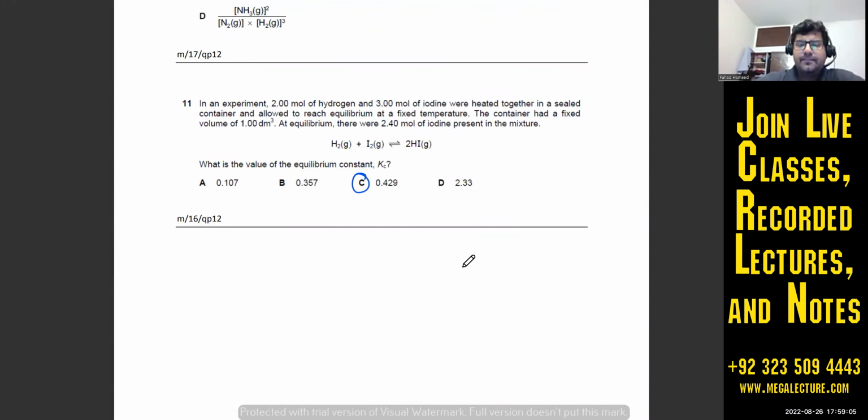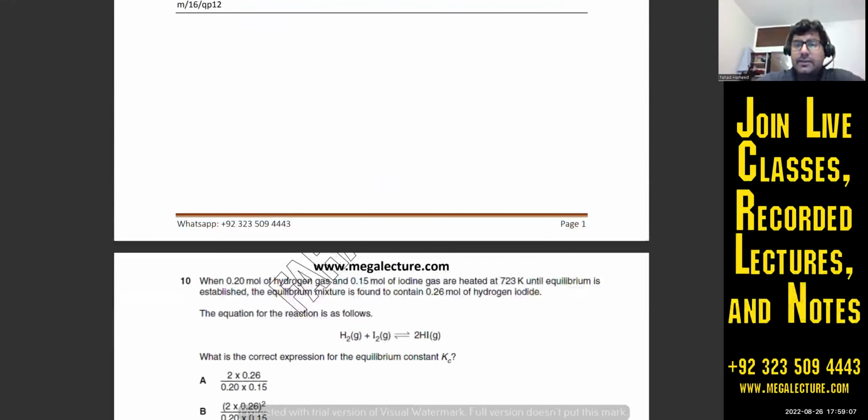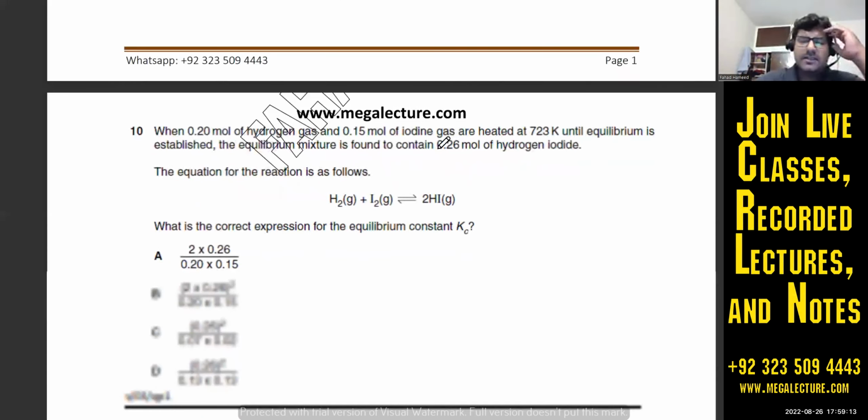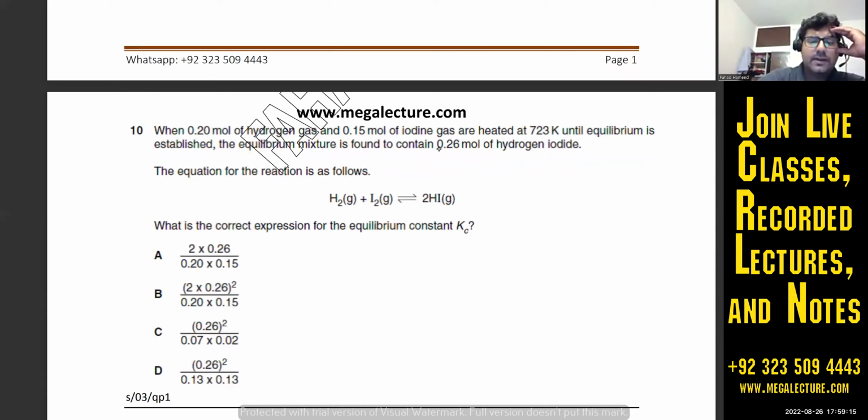Next one. Okay, similar questions. Remember, Kc and Kp, they only change with the temperature. I said next one is almost the same. Okay, so we'll just do this quickly. Okay, you've got H2 initial moles. The question reads that you had 0.2 moles of this, and you had 0.15 moles of iodine, and you had nothing, 0 moles of HI. Those are your initial moles.